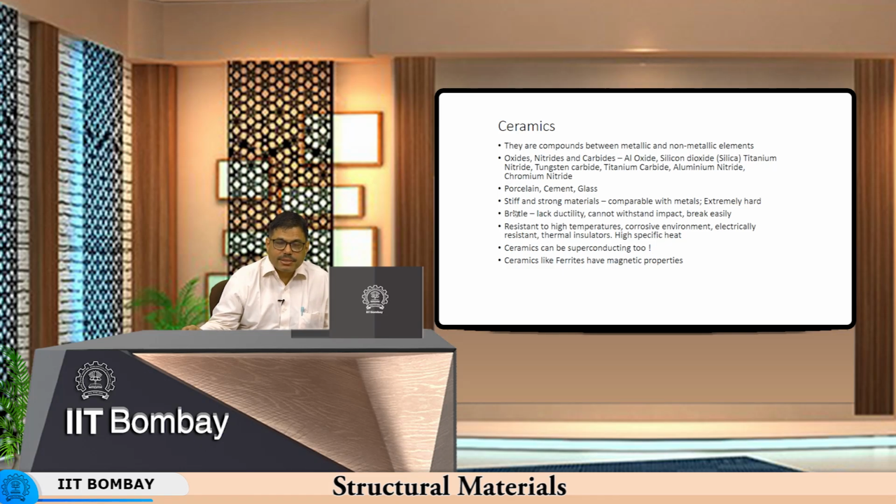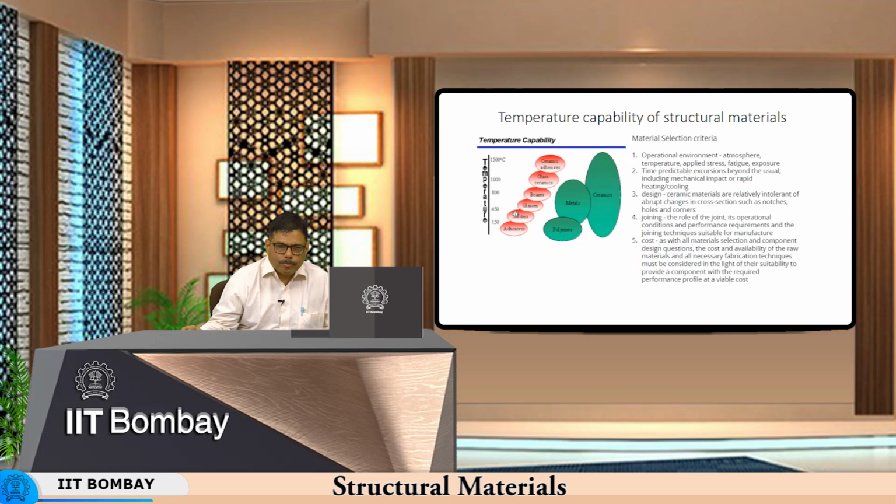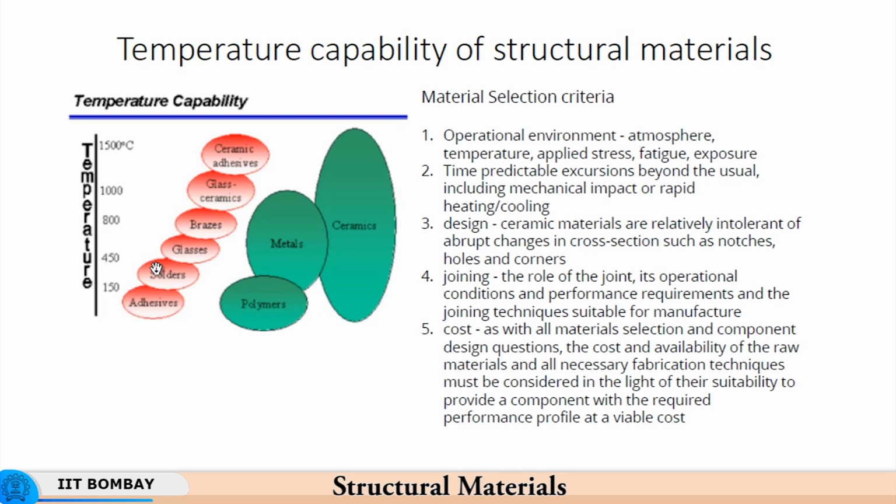Ceramics like ferrites have good magnetic properties as well. If you look at temperature capabilities of structural materials, you have a wide range of temperature capabilities. You have different operational environments, and then time predicted excursions beyond usual magnitudes of impact or thermal shock. And then the mode of joining becomes very important, because many of these adhesives and solders withstand only a small range of temperature, but ceramics, as you see, withstand a wide range of temperature.